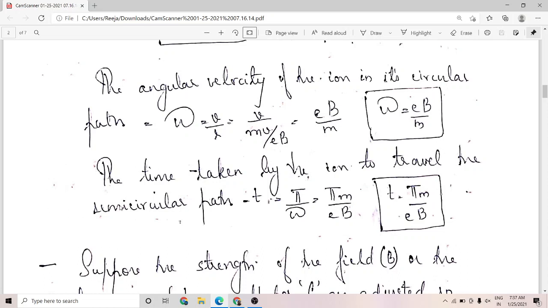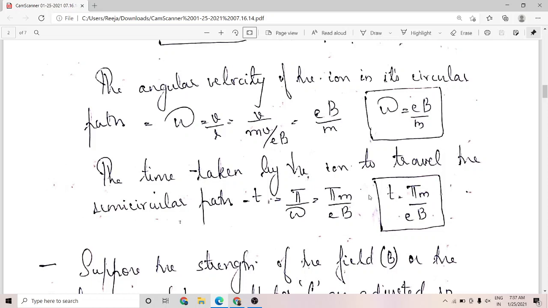So the time taken is given by T, actually the time taken should have been 2 pi by omega, because the total path is 2 pi. But here it is traveling only half, or a semicircular path. So I calculate the time as T is equal to pi by omega. Omega is substituted as Be by m, so that I get T is equal to pi m by Be.